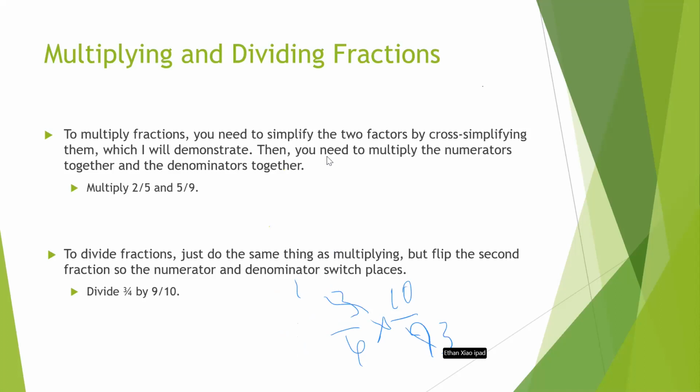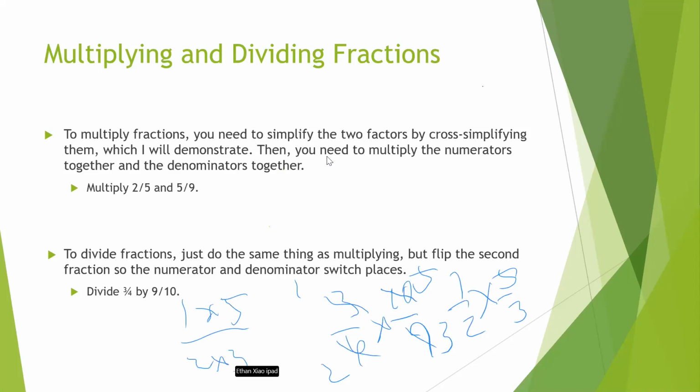Next, I'm going to look at 10 and 4. Since 10 and 4 share a factor of 2, I'm going to divide them both by 2. So 10 divided by 2 is 5. 4 divided by 2 is 2. What we get out of that is 1/2 times 5/3. Now we have to multiply the numerators together and multiply the denominators together. So basically what we're doing here is 1 times 5 over 2 times 3. And we get 5/6. That's the answer.